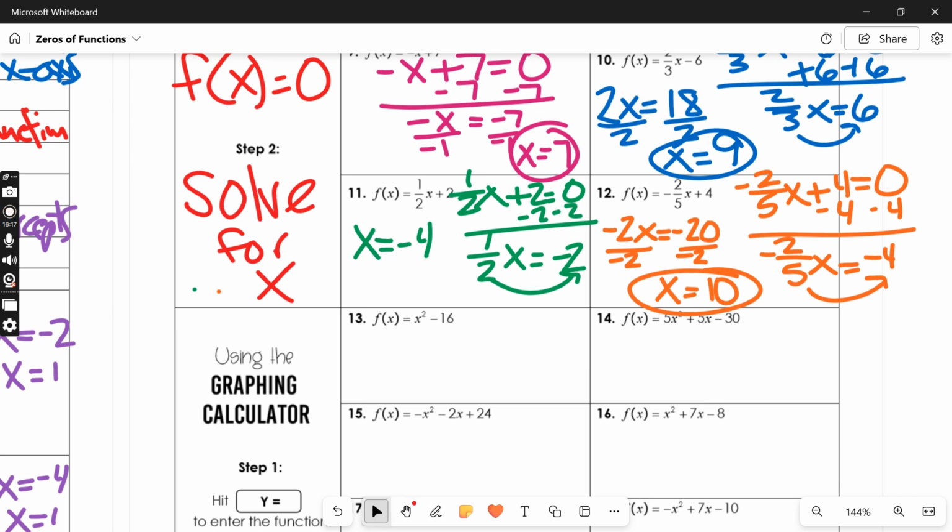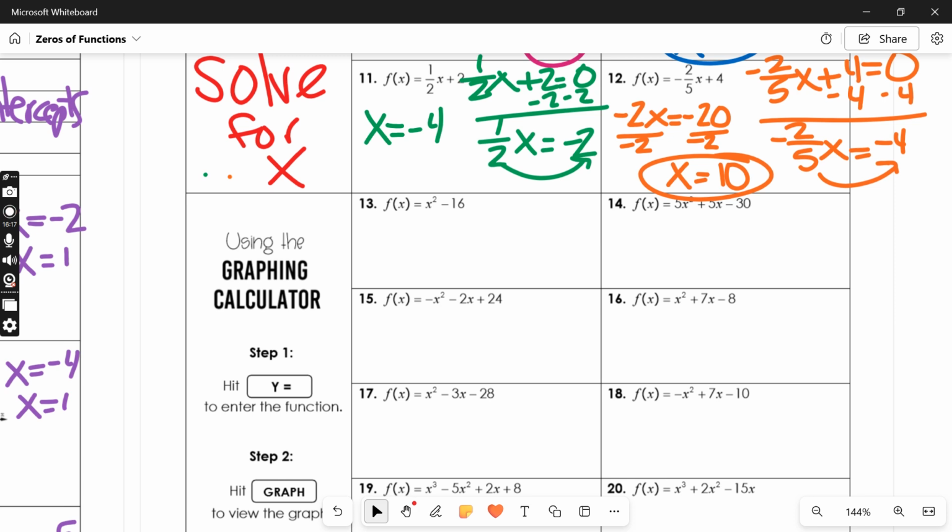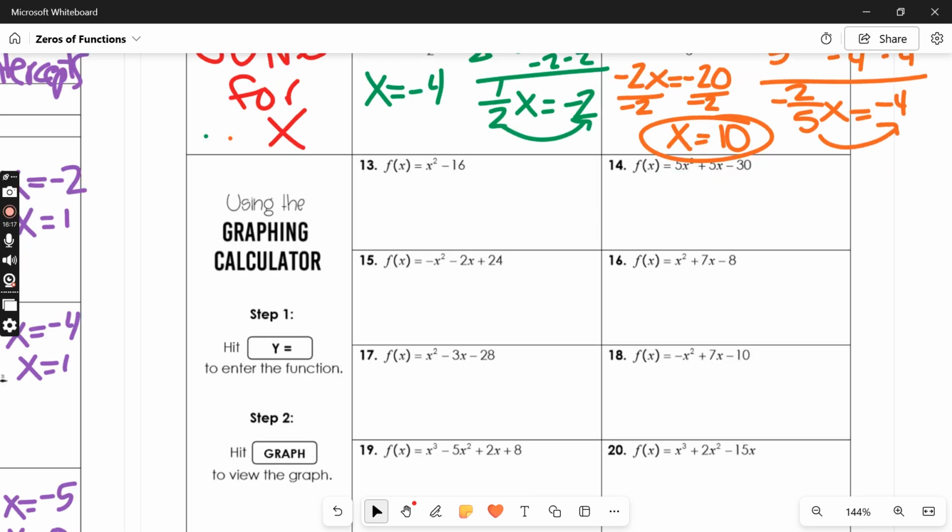Okay, it says then we're going to use a graphing calculator to solve these next ones. It gives you kind of an idea what to do. It says hit y equals, type in your function, hit graph.